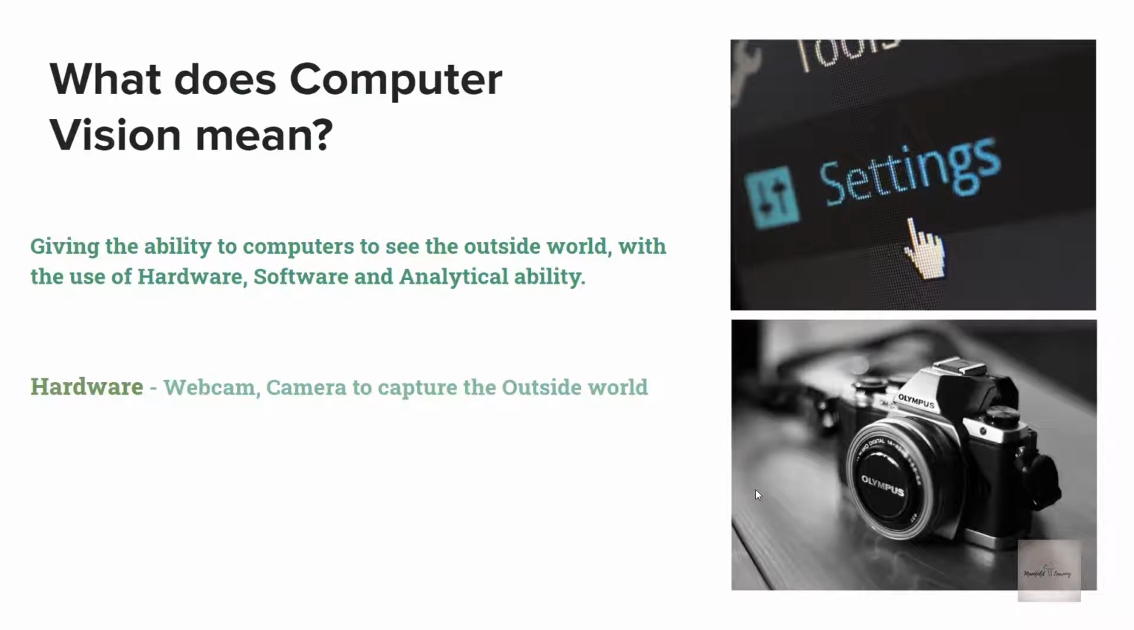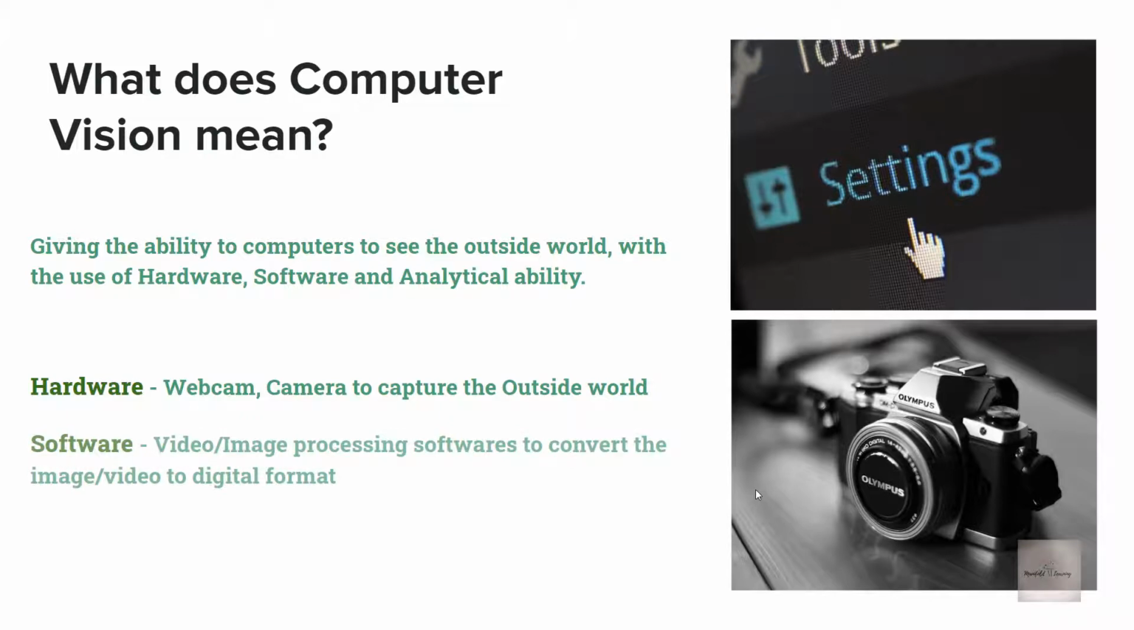Now coming to the second requirement, that is data transformation. For this, we have a great range of software which allows us to convert the image or video data captured from the hardware into the format required for computer processing. That means we are satisfied with the second requirement. We are also gifting the second ability to the computer to enable it to see the outside world.